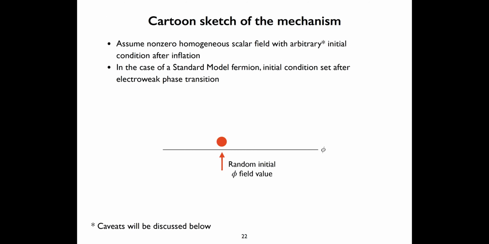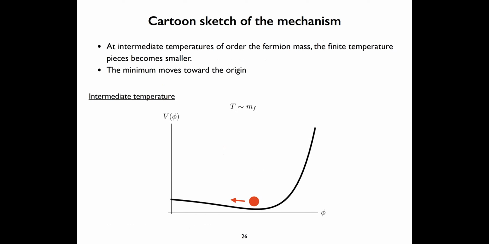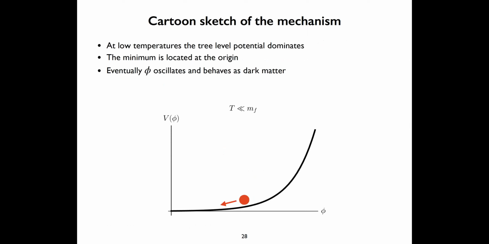Okay, so now that we understand the potential, we can go back to understand how the scalar field will evolve, and it's very simple. We start from a random initial field value, say after inflation, and then we turn on the temperature, and the scalar field will start to roll towards its minimum at high temperature, generating misalignment. As the temperature becomes of order the fermion mass, the fermions start to drop out of the bath, they become Boltzmann suppressed. So the minimum again moves towards the origin. And at some point the Hubble will become of order the phi mass, and then the scalar field will start to oscillate. Okay, so that's the basic picture.